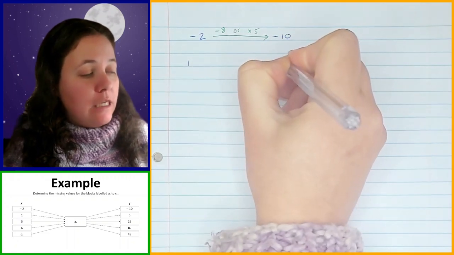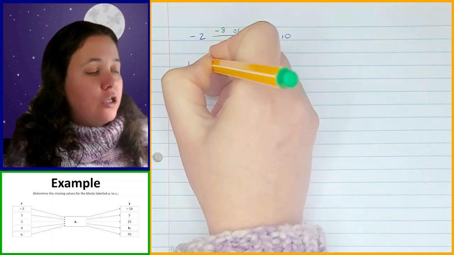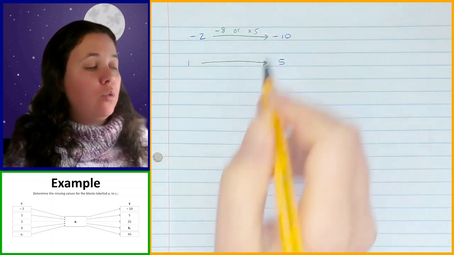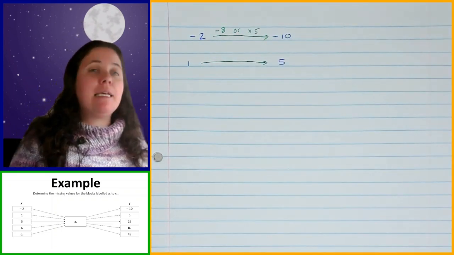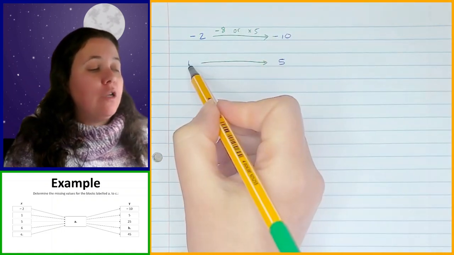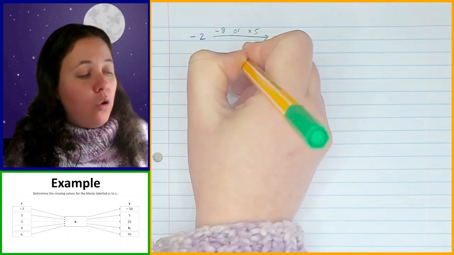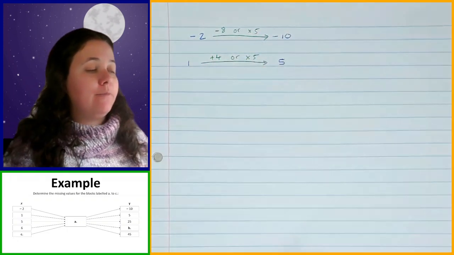The next set of input and output values. Again, let's look at the simple ways of getting from the one to the other. Is there something that is constant, the same as what I had in the first one? So I can either add 4 or I can multiply by 5.